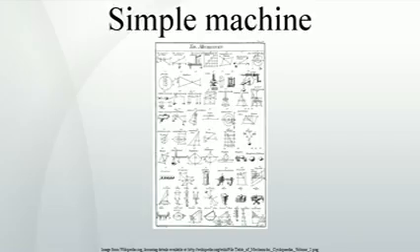Speed ratios are generally easy to calculate from the dimensions of the machine using the principle of virtual work. In the screw, which uses rotational motion, the input force should be replaced by the torque, and the velocity by the angular velocity the shaft is turned.